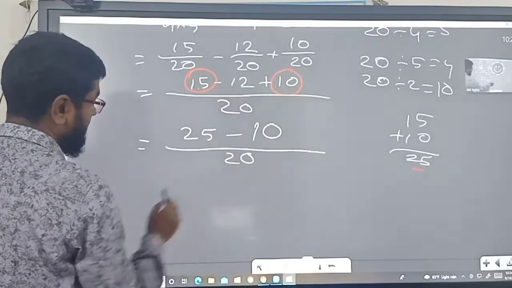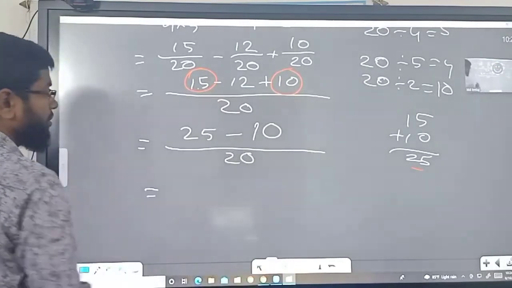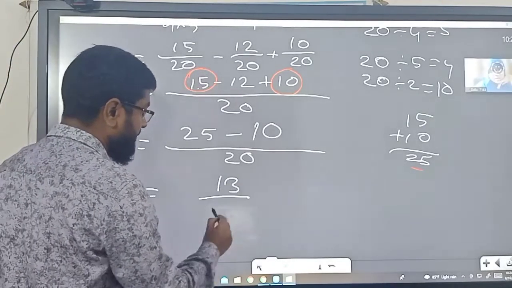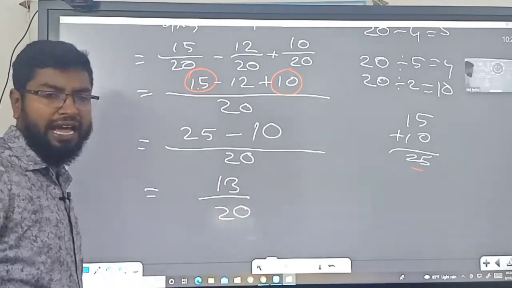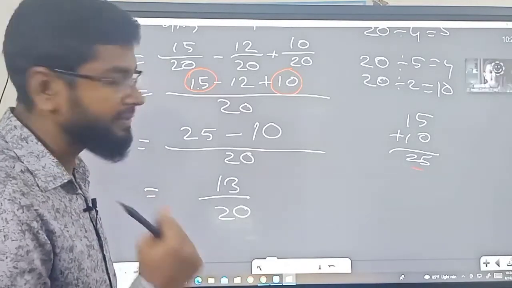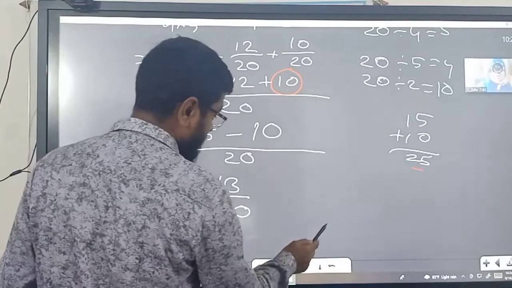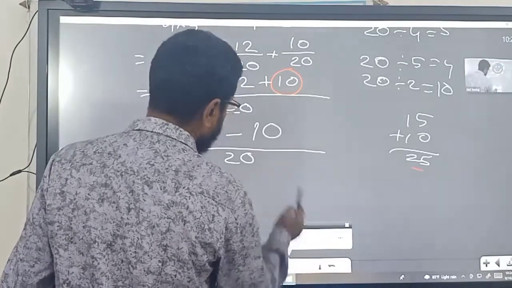What will be the answer? Please tell me. 13 by 20. Minus 10. There is a 10. Oh, yes. Very good. Thank you.